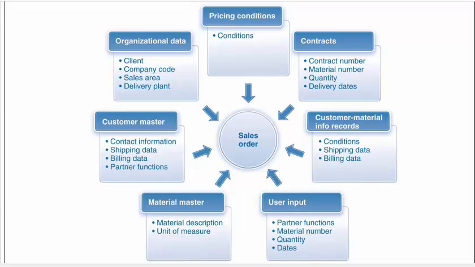As a result of that same order, we will create a customer material information record, or that will be updated. A new combination of material and customer record will be created. A contract may or may not exist. If it exists, then it will tell us what's the quantity, what's the price, because that's based on a contract that we have with the customer.